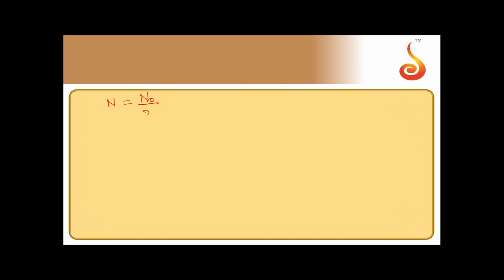So we know that N is equal to N naught divided by 2 to the power n, where n is the number of half-lives elapsed. Time elapsed here is 1 hour. So you can also write it as m is equal to m naught divided by 2 to the power n, because number of particles is directly proportional to mass of the sample. So now m is 10, m naught is 80, divided by 2 to the power n.